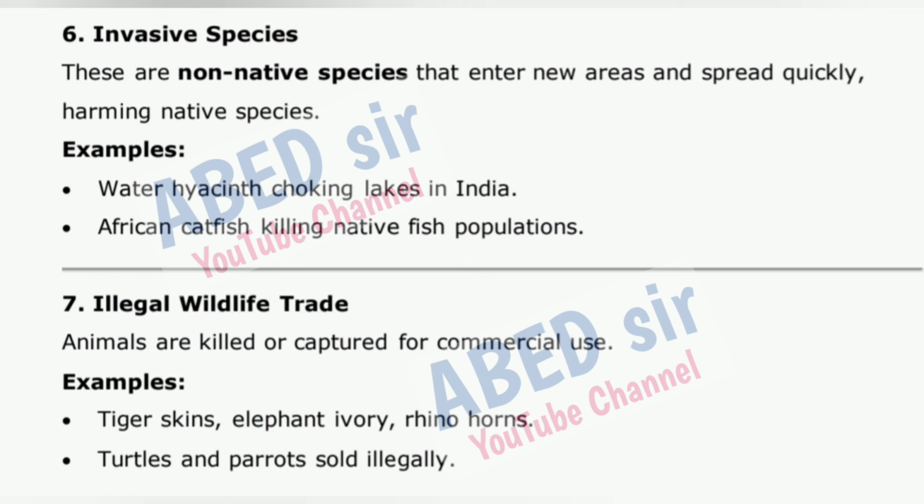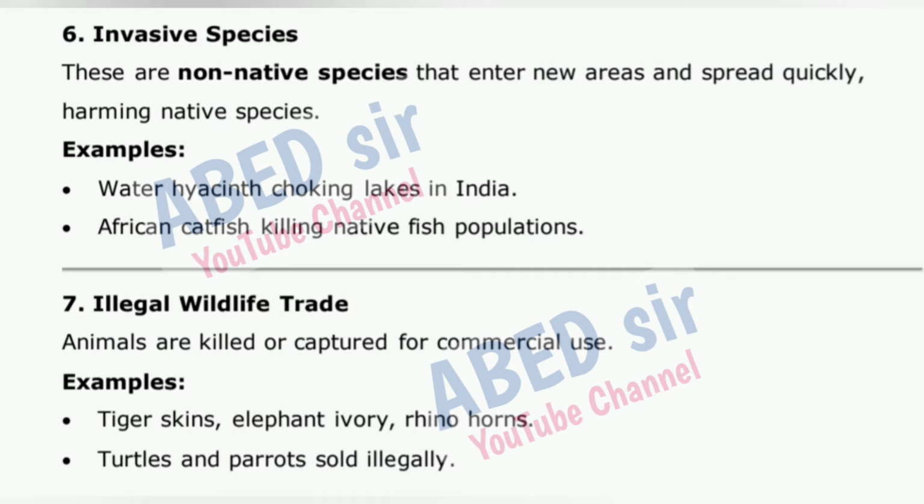6. Invasive species. These are non-native species that enter new areas and spread quickly, harming native species. Examples: water hyacinth choking lakes in India. African catfish killing native fish populations.